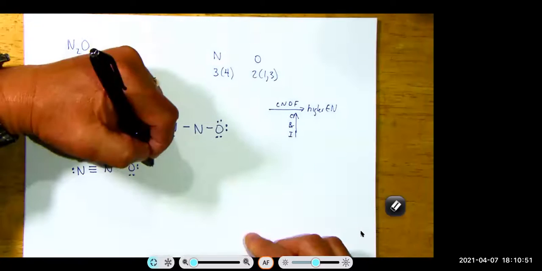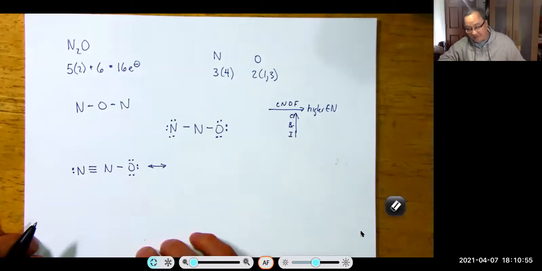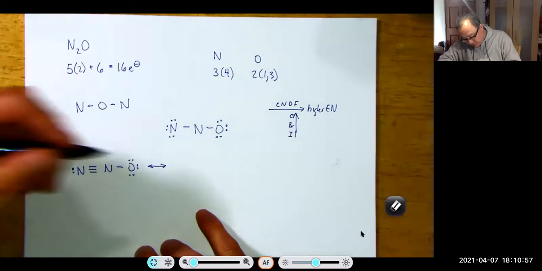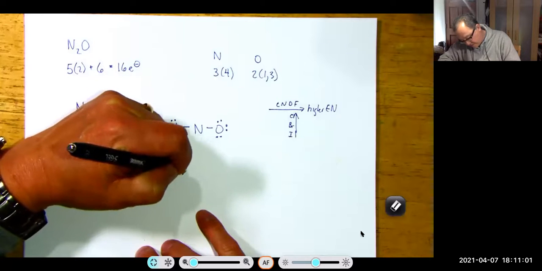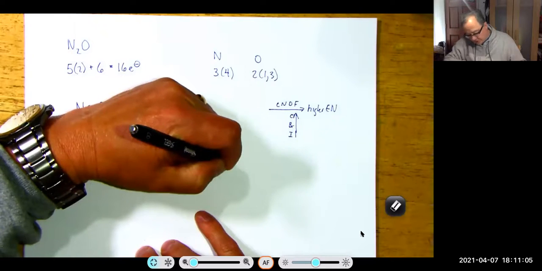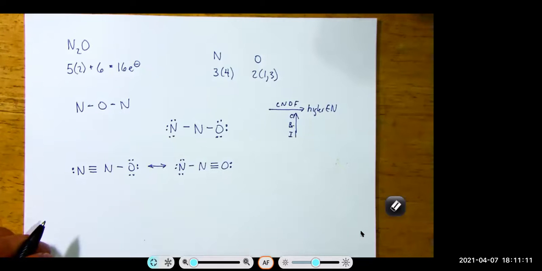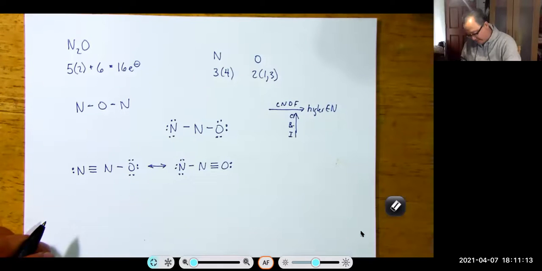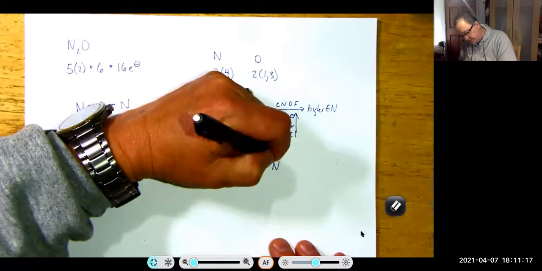So I've got 2 more to show you. Another one we could do is this one. So how did I get to this one? You just took the lone pairs from the oxygen. And the third one is this one.